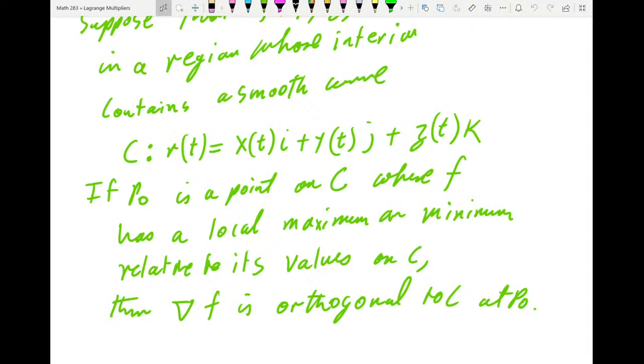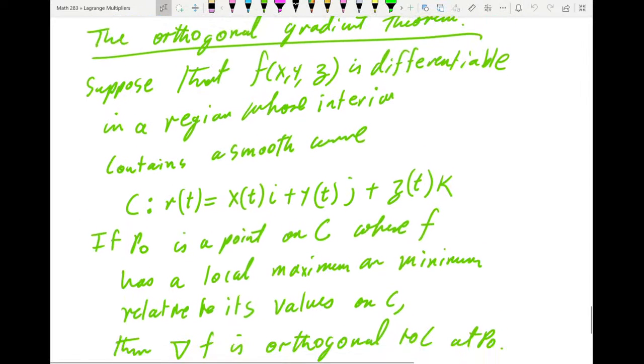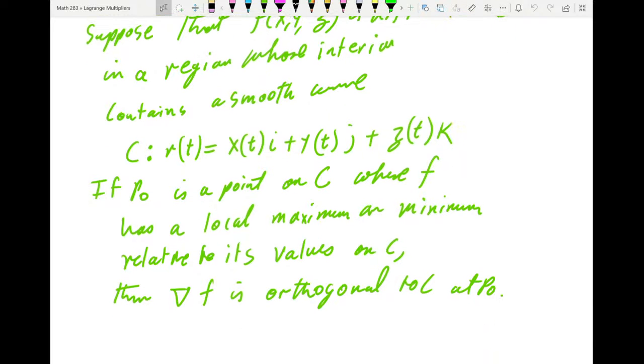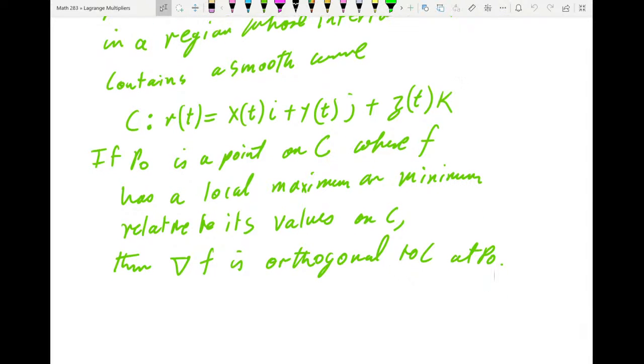So last time we stopped at this one, and I gave you the orthogonal gradient theorem. Basically, it says that if P naught is a point on C where the function has a local minimum or maximum, we know that the gradient vector of F is orthogonal to C at that point, which is very important. And that's how we can find the minimum and maximum when we do the Lagrange multiplier.